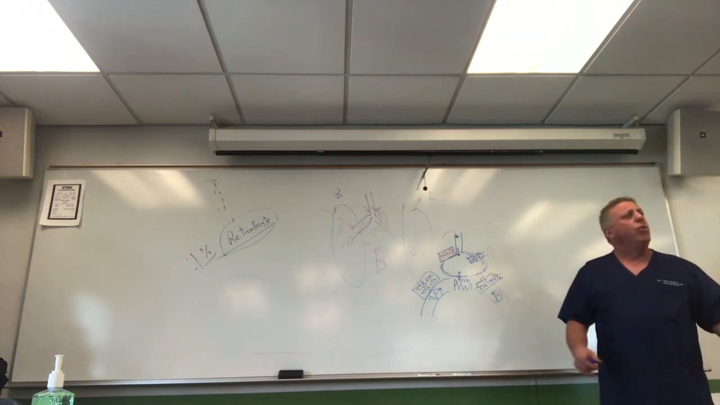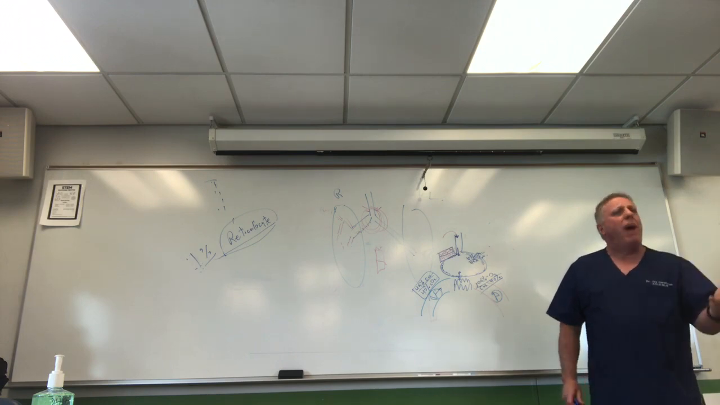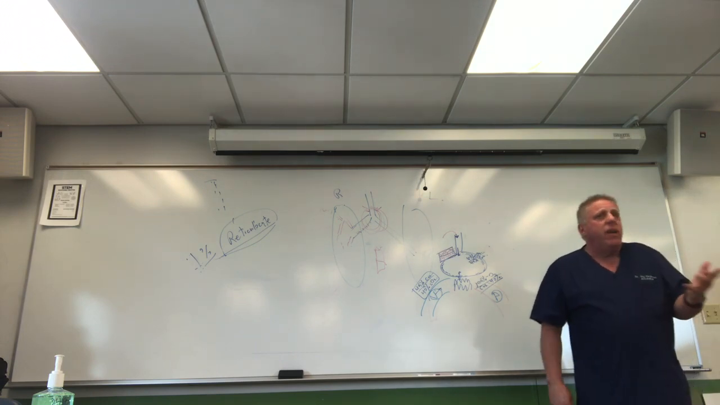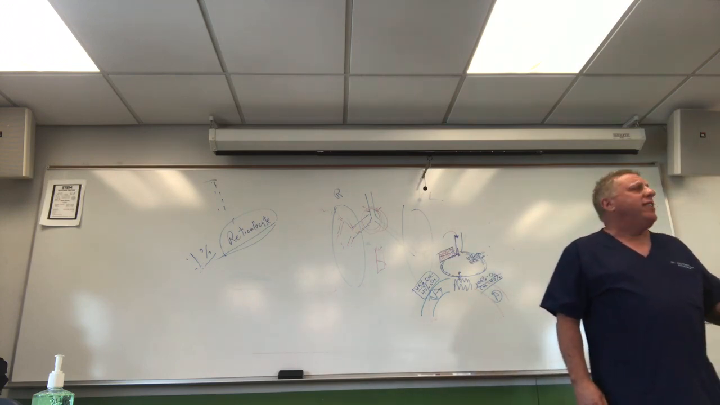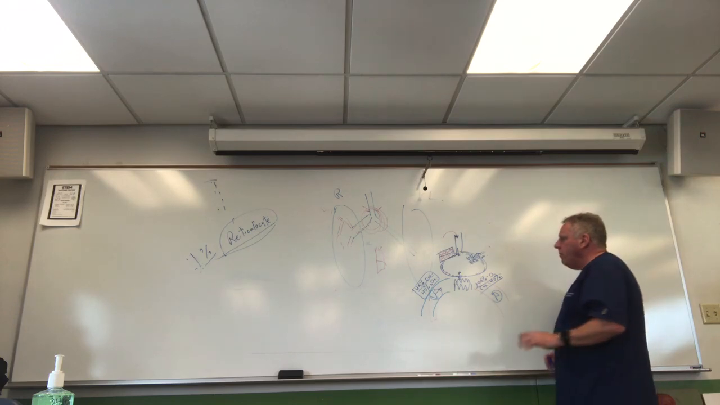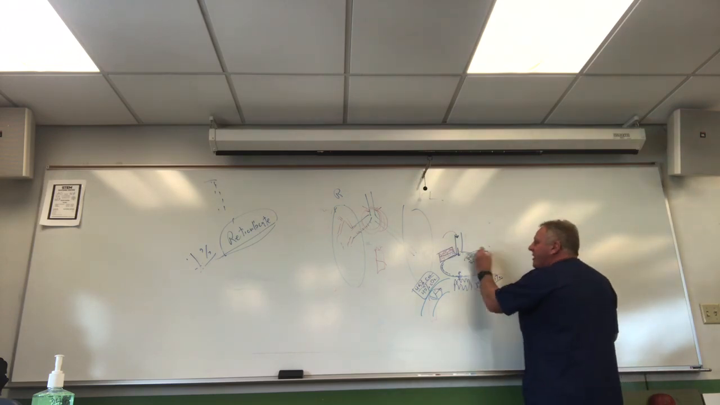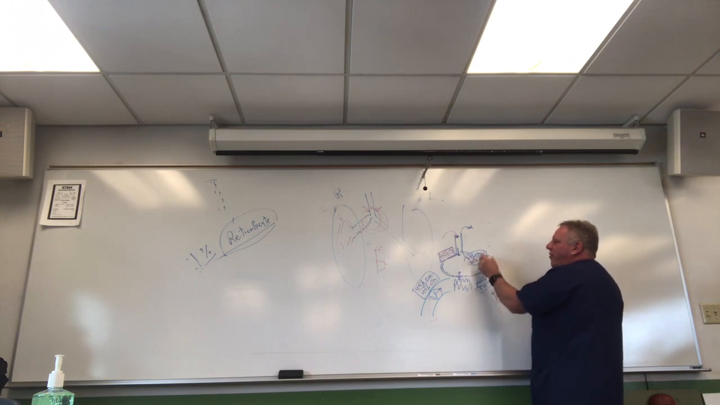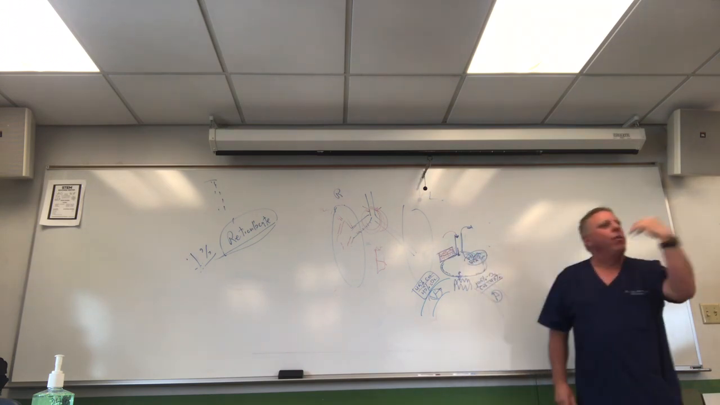See, remember, CO2 is acidic. It needs to leave the body. But we retain some of it because we need to keep the acidity of the blood at 7.4. Right? And this is what we exhale. The 40% O2 and the 45% CO2. This is what we exhale.